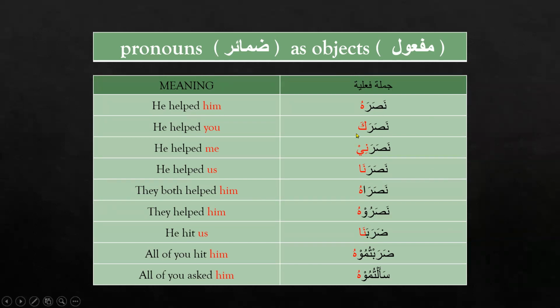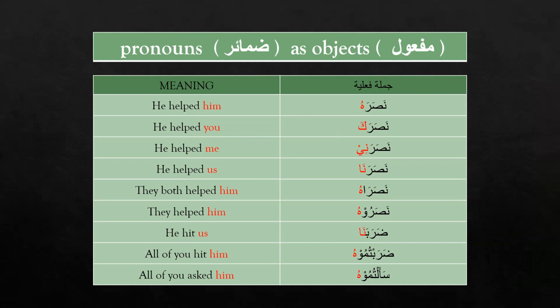All right. So here again, see, these are two words, nasaraka. So what is ka used for? Anta, ka. Here ka is the attached form of anta, nasaraka. So he helped you. Anta is you. So here we are using the attached form of the pronoun as an object, and we are saying nasaraka here.